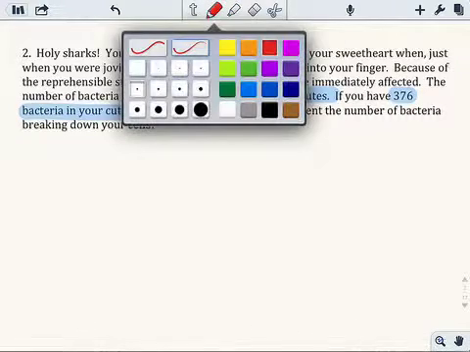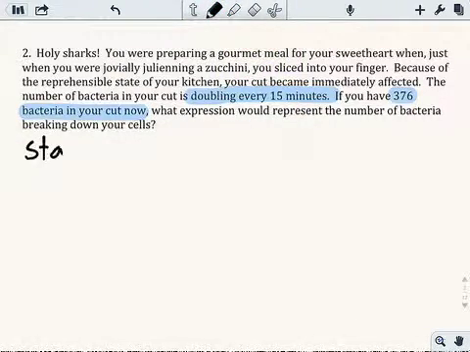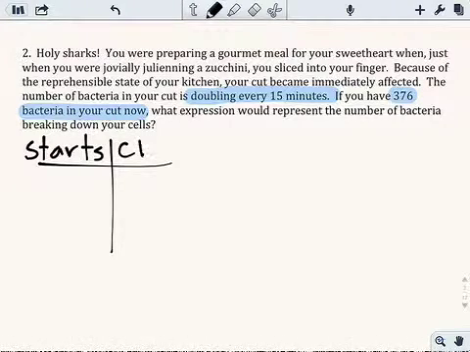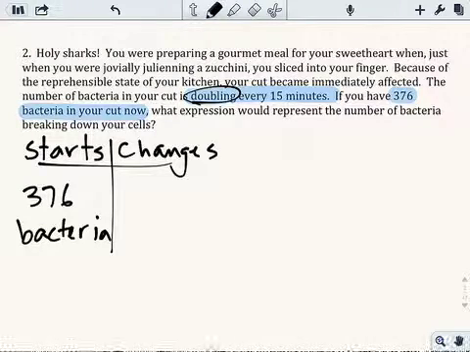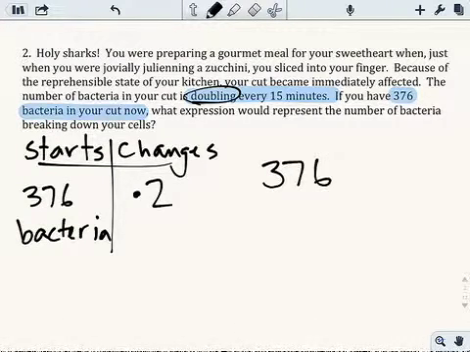So I'm going to go back to my model here. Starts, changes. So it starts with 376 bacteria. And it tells me it's doubling every 15 minutes. Well, doubling means every 15 minutes is going to multiply by 2. All right, so let's think about this. I've got multiplication by 2, and I start at 376, so I'm going to multiply by 2, and because in this case I'm going to multiply by 2 every 15 minutes, I'm going to multiply by 2 to the x.